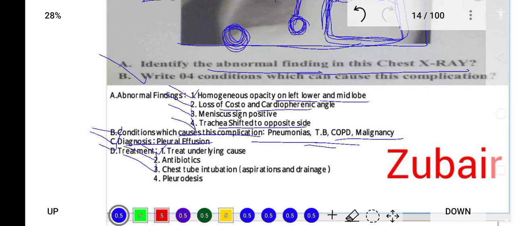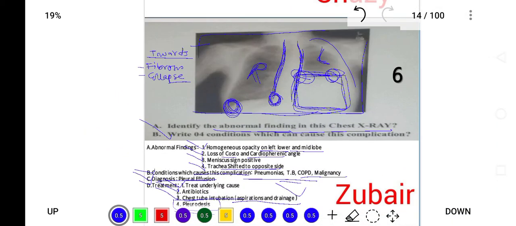We should perform chest intubation or aspiration and drainage. We have to aspirate and drain the fluid out of the lung, and we should also perform pleurodesis in order to relieve the affected lung from pleural effusion.